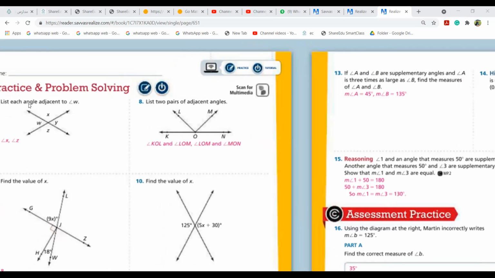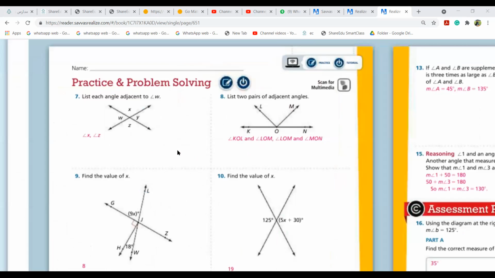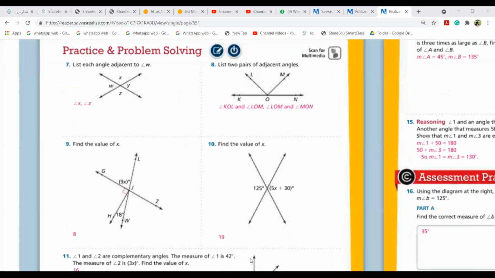Now, question number 8, list two pairs of adjacent angles. If I want to say the pairs, angle KOL, O must be in between, girls. KOL is just adjacent to LOM. Angle LOM is also adjacent to MON. I need to say which is next to it. So please write it down. Question number 9. Find the value of X.